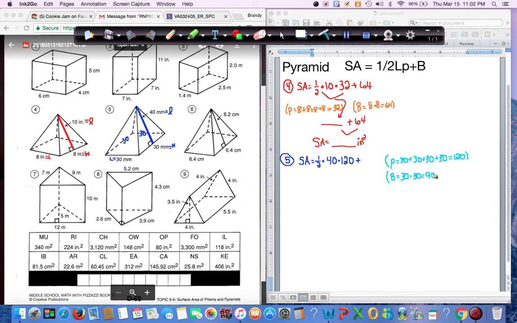A shortcut to multiplying, if they have zeros at the end, you can just multiply the numbers in front and add the zeros. So 3 times 3 is 9, 0 times 0, or you just put the zeros in the back. Just in case you're wondering how I did that in my head. So the area of this base is 900.